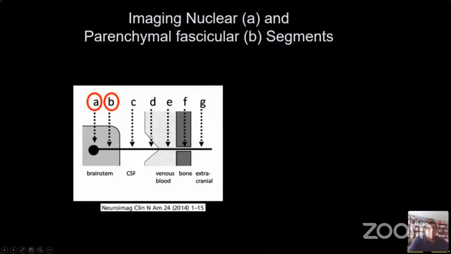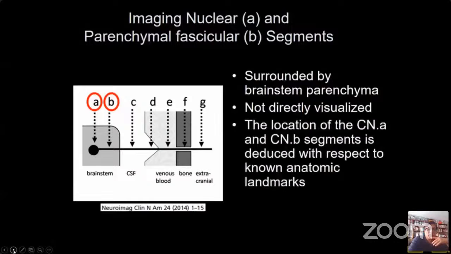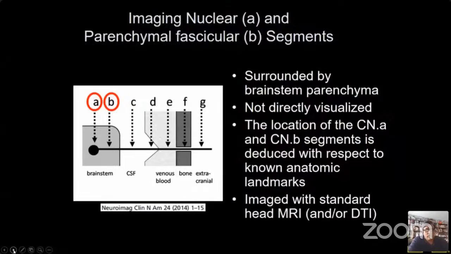So now let's come to the real cranial nerves, which starts with cranial nerve 3. Let's look at segments A and B of the third cranial nerve. As I said, segments A and B are surrounded by brainstem parenchyma. They're not directly visualized, and the location of the cranial nerve, you can actually call it 3A and 3B, and this is proposed by Ari. We don't do it in our usual practice, but that's just a suggestion. This makes a lot of sense. So let's go on further.